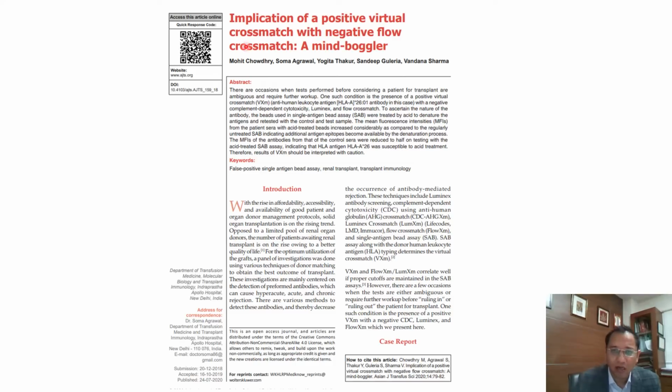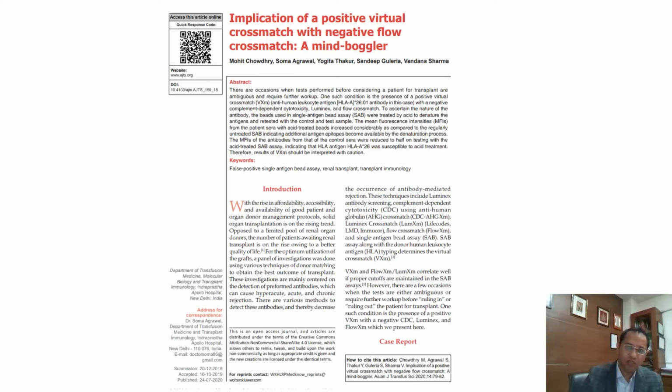This is a paper that we had published, and it also shows you one fallacy of a virtual cross match. The fallacy is that the virtual cross match depends upon synthetic beads. It's not the real lymphocytes of our body, and these synthetic beads are coated with the antigen. So when the antibody reacts with this antigen, it comes positive. But these synthetic beads sometimes can lead to cryptic antigens, which are not really the antigens that are present, and sometimes they may get exposed because of the reagents that we are using.